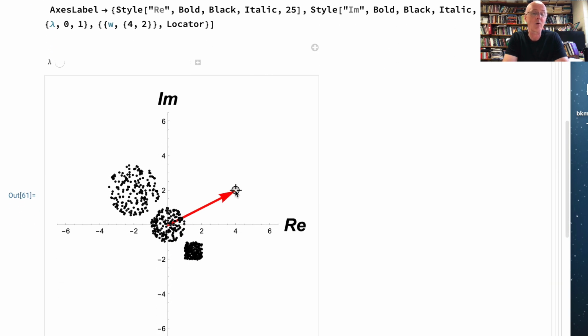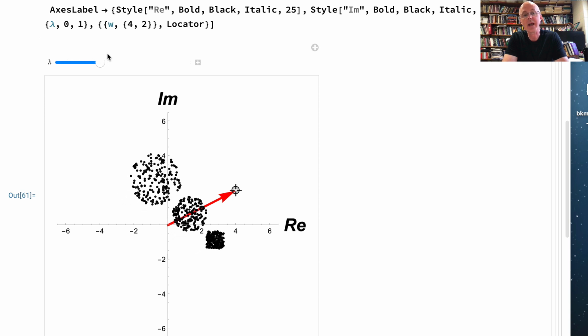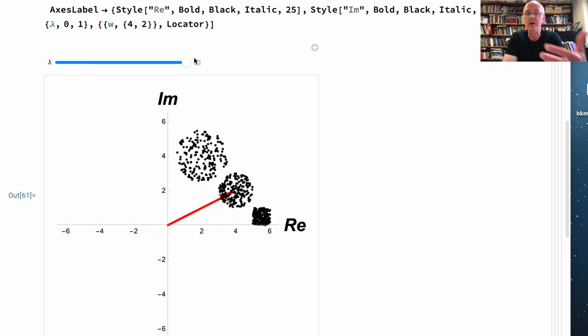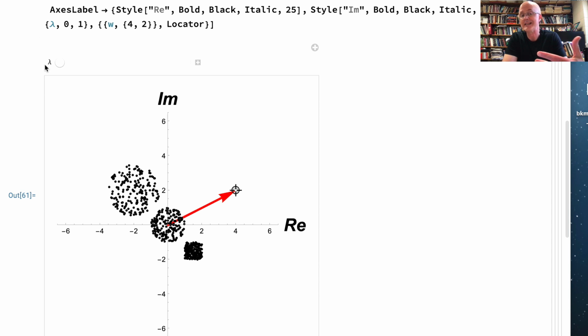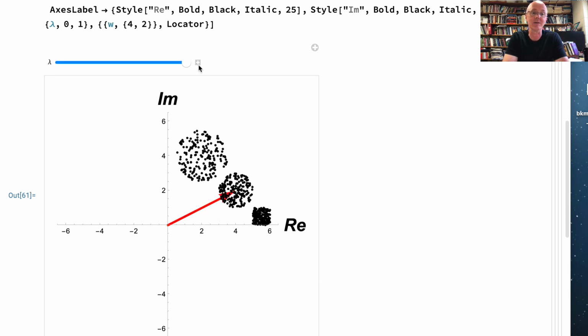The red arrow represents what I'm adding to these inputs. Think of these as a bunch of different z values, and this is a particular vector. In this case, actually, it's 4 plus 2i instead of 4 plus 3i. And if I move the slider, I can think about translating these points from their starting positions to their ending positions, effectively transforming z values into w values.